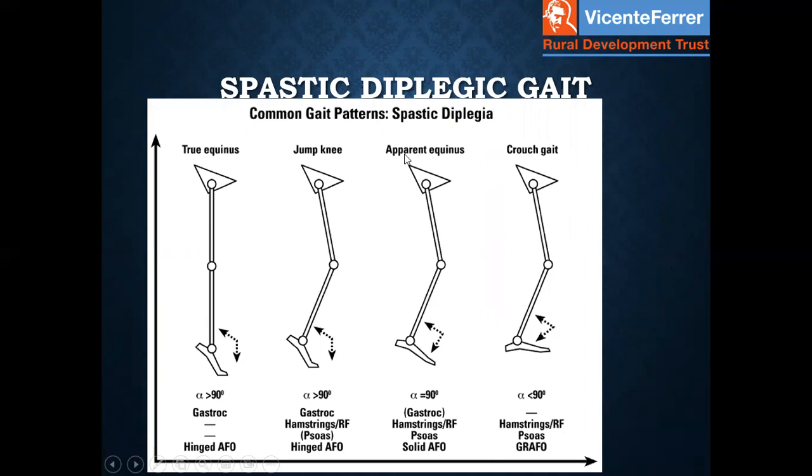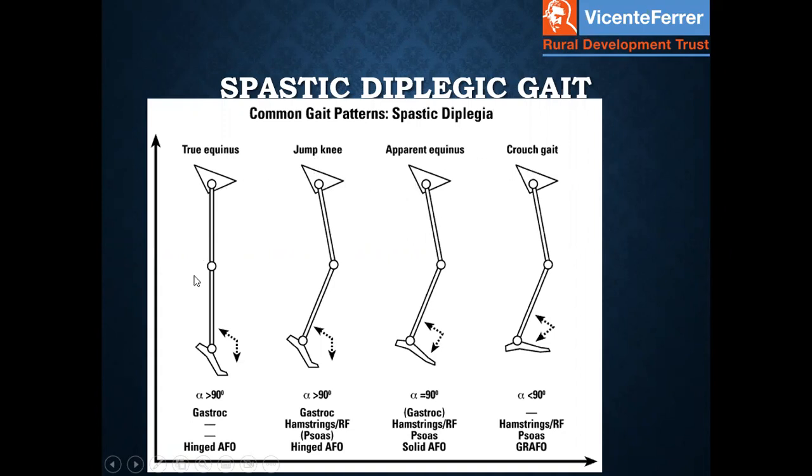The most common cause of spastic diplegia is periventricular leukomalacia, which is more common in preterm deliveries. It also has 4 types: true equinus, jump knee, apparent equinus, and crouch gait.